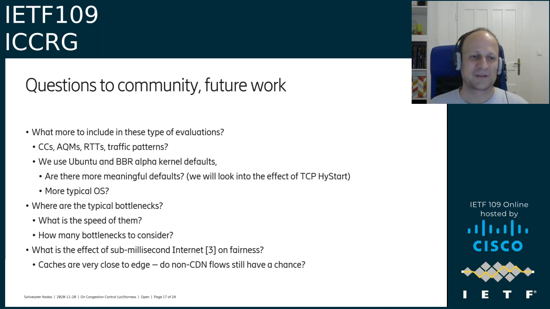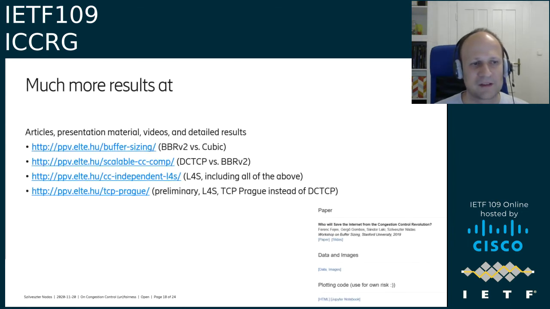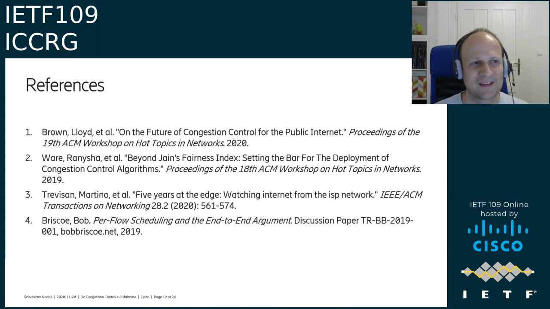And the third interesting question is the effect of the sub-millisecond internet on fairness. So some caches are very close to the edge. And do non-CDN flows still have a chance when sharing a bottleneck with these sub-millisecond flows? So you can find our results at these web pages. And I'm looking forward to your questions and comments. Thank you.